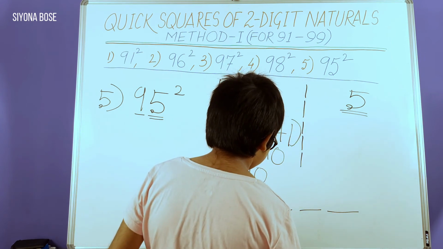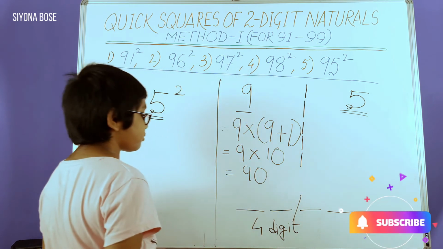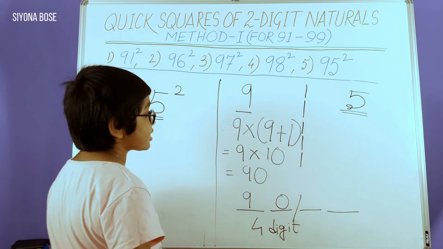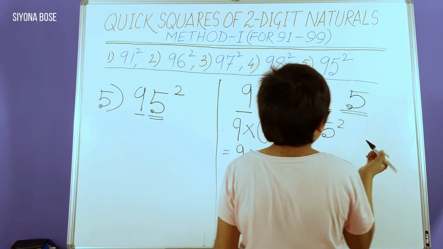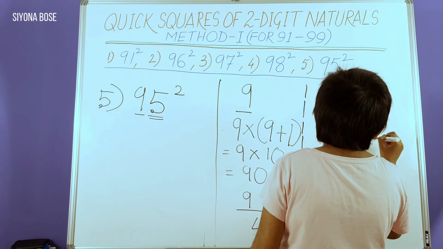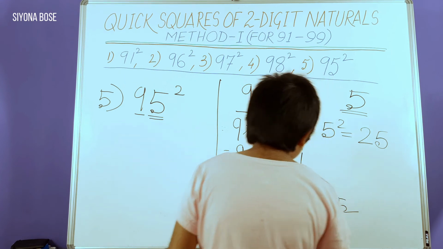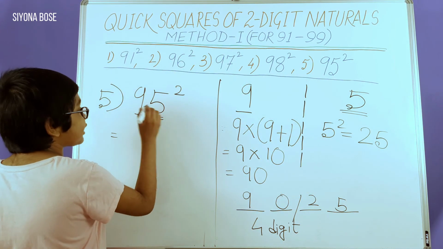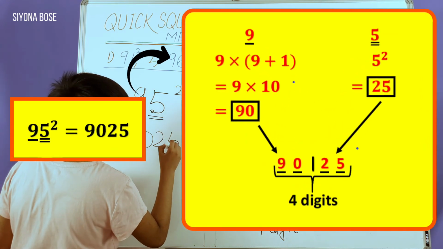4 digits, and a slash. We got our first segment, 90. And here, it's simple, 5 squared, 25. That makes up our second segment, 25. 9025. 95 squared equals 9025.